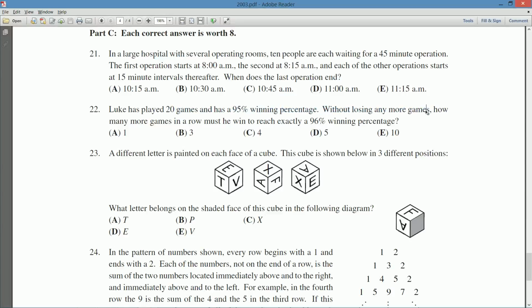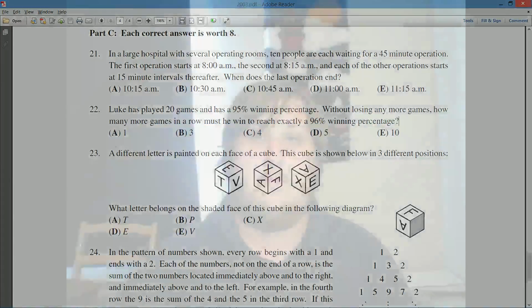Without losing any more games, how many more games in a row must he win to reach exactly a 96% winning percentage? Okay. So our question is, how many more games does he need to win to make his average 96%? So our answer will be, he needs to have won the next 4 games in a row, or 3, or 10. These are just the possible answers they're giving us.